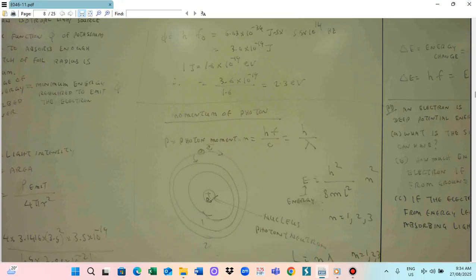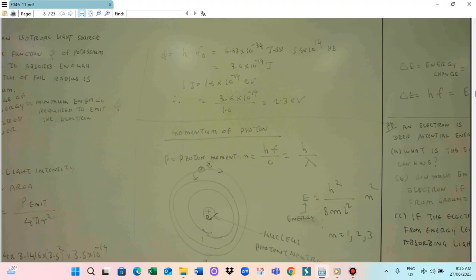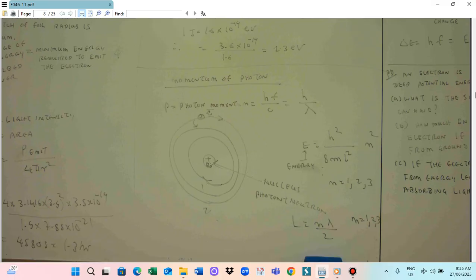Next, the momentum the photon can have is to be calculated. The photon momentum is P, which is equal to hf by c or h by lambda. This is the equation to calculate the momentum of the photon. Here h is the Planck constant, f is the frequency, c is the light velocity, and lambda is the wavelength. So photon momentum can be calculated by hf by c or h by lambda.